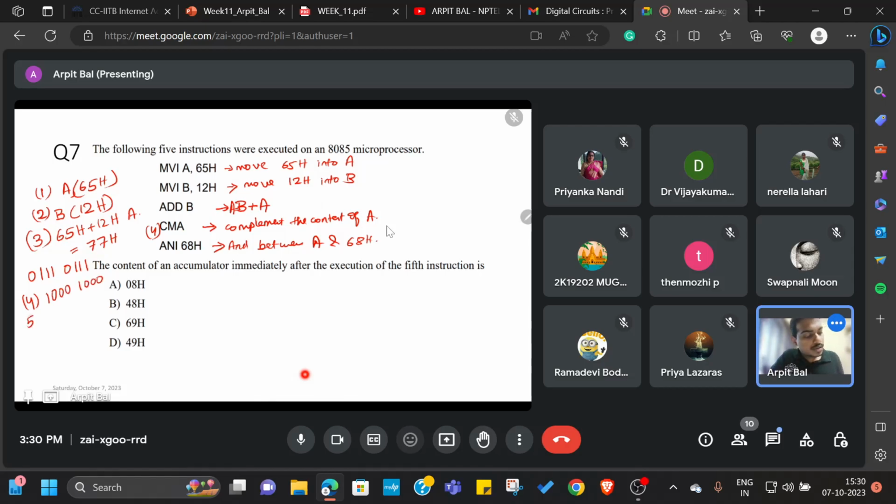At the fifth instruction we are going to AND this content with 68H. So 68 is 0 1 1 0 and 8 is 1 0 0 0. We have to AND these two, so it will be 0 0 0 0 and 1 0 0 0. So 08H is the content of accumulator.